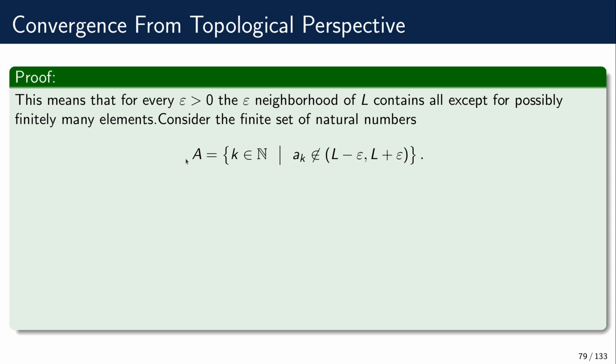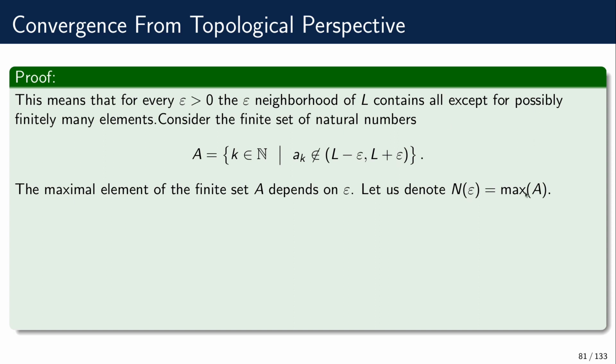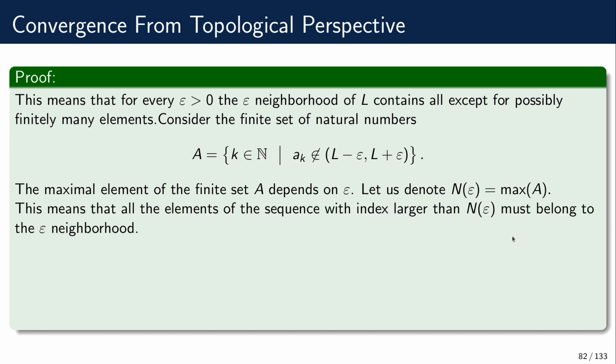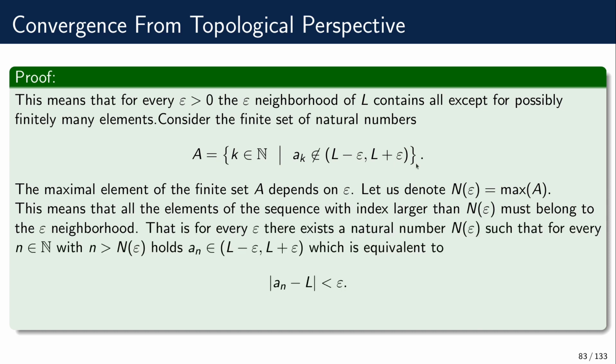Now, the maximal element of this set A may depend, of course, on epsilon. So let us call the maximum element of A, let us denote this by n of epsilon. Only elements of the sequence whose indices are in A may lie outside this epsilon neighborhood. All other elements, in particular for every n that is greater than this, must lie inside this epsilon neighborhood, right? And so this means that for every epsilon, there exists a natural number n of epsilon, which I said how to define. It's just the maximum of this finite set.